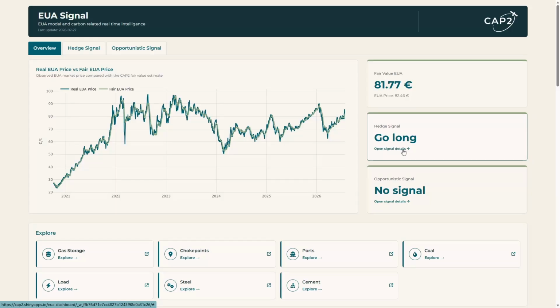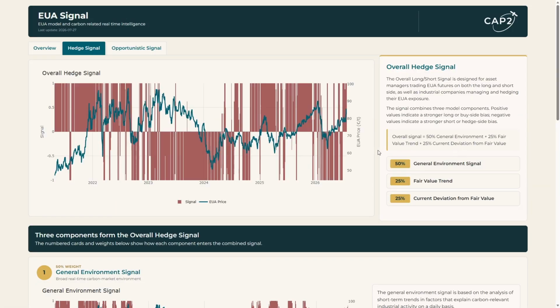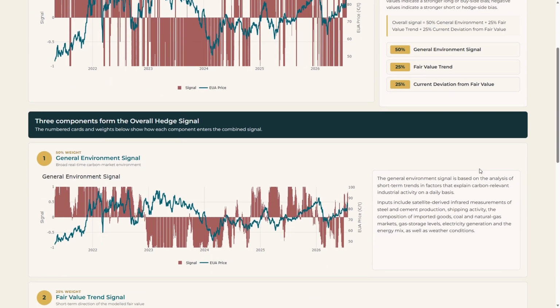And maybe we just take a quick look at those signals, starting with the historic track record of our hedge signal, which actually worked quite well in the last couple of years. This signal is basically based on three separate input factors. The first one, we call a general environment signal. This is about looking at, as I told you, gas storage, infrared radiation of steel plants, cement plants, choke points, information on the electric load in the grid, energy mix, that kind of information.